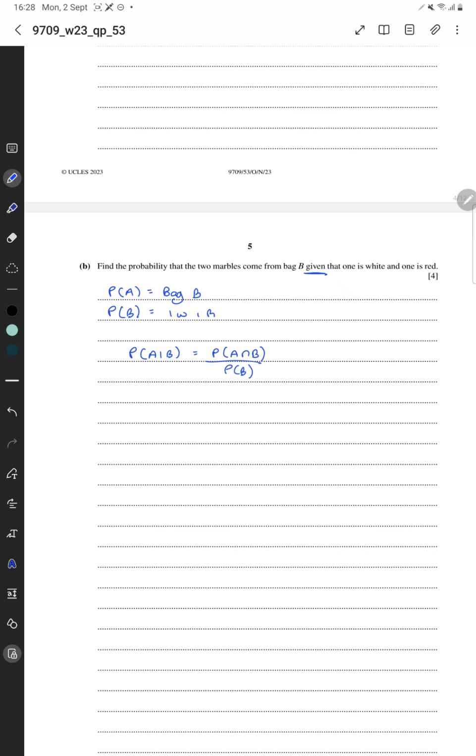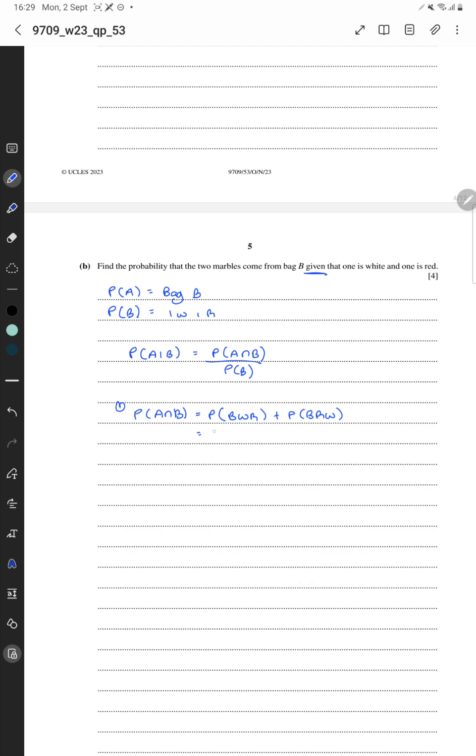probability of B. Okay, now what you want to do first is find the probability of A intersecting B. First, the probability of A intersecting B is equal to the probability of getting bag B, and then you want 1 white and 1 red. Be careful, there are two possibilities here: getting white then red, plus getting red then white. Because the question didn't mention the sequence of which should come first, we have to list down the possibility of getting red then white as well.